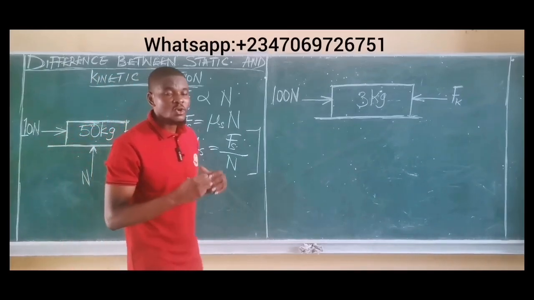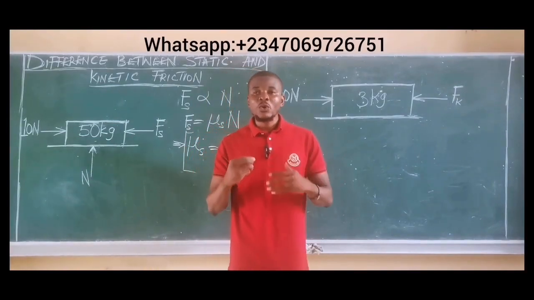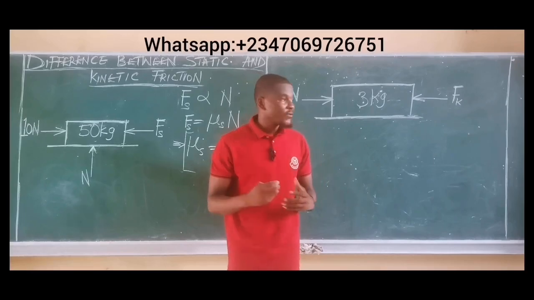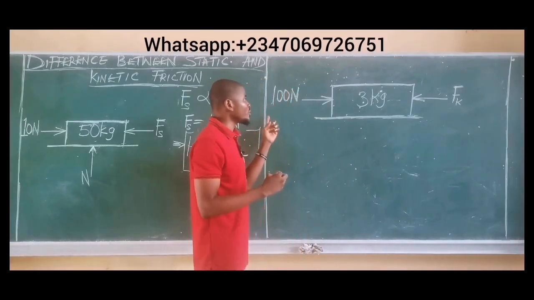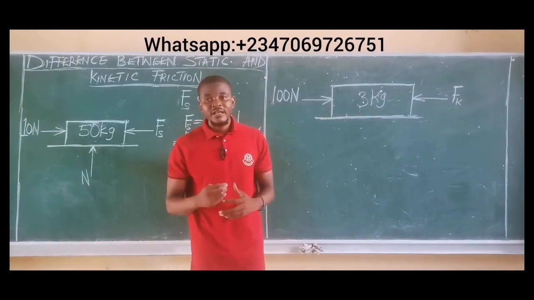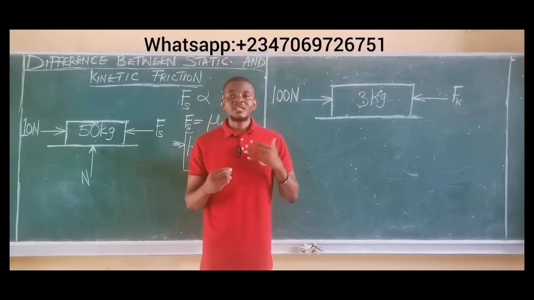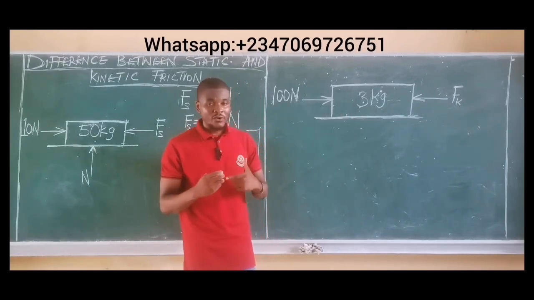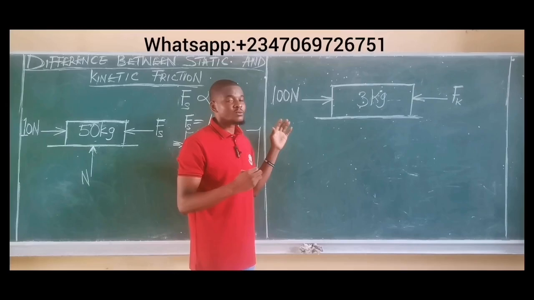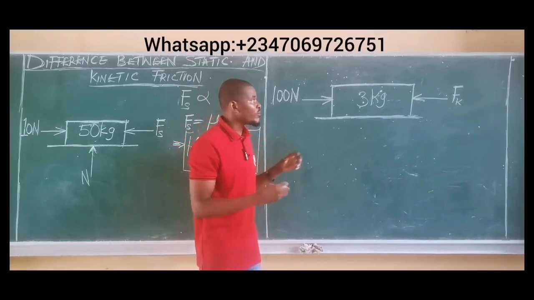Now, what happens when the effort or the force applied on the object is enough to move the object? For instance, in this case, I have a 100 newtons force pulling a 3 kg mass to the right. A 3 kg mass invariably has approximately 30 newtons weight. So which means the weight of this object is not enough to resist the 100 newtons force applied on it. As such, this object will be caused to move. Where?